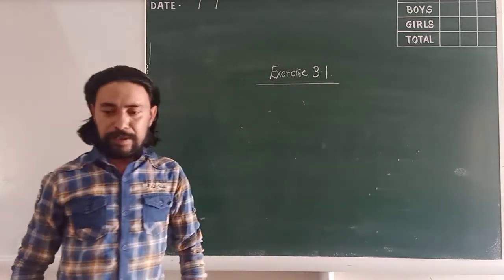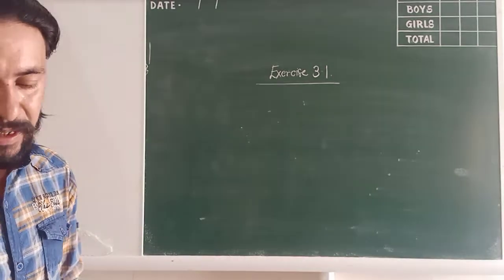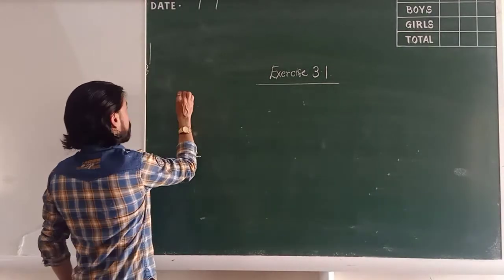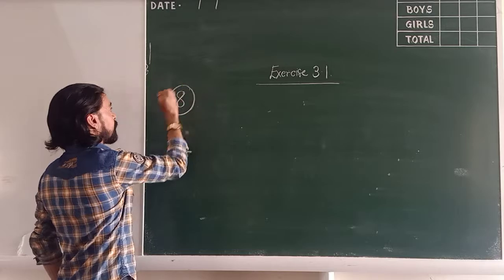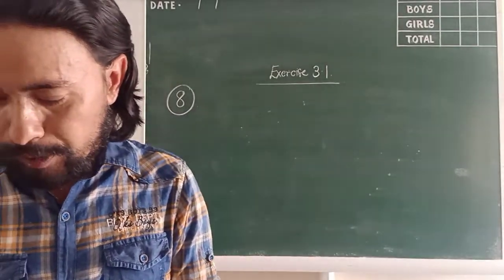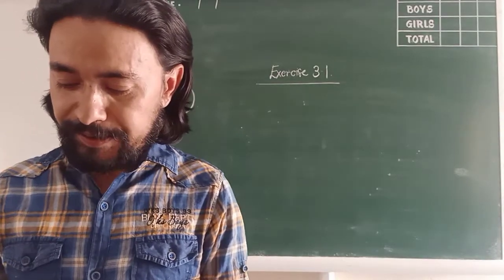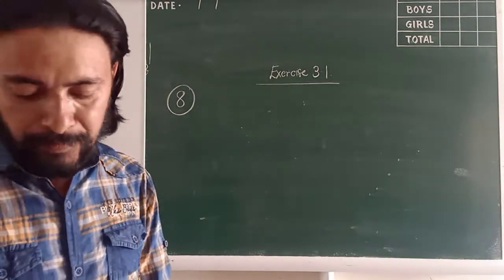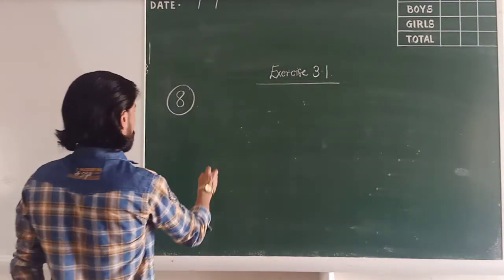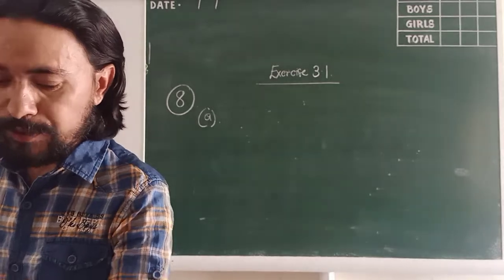We have finished till sum number 7 and today's target will be sum number 8, 9 and 10. So first we will solve sum number 8. Sum number 8 says fill in the blanks with appropriate symbols of greater than or less than. So those sums have to be copied. So let's copy down those sums first.